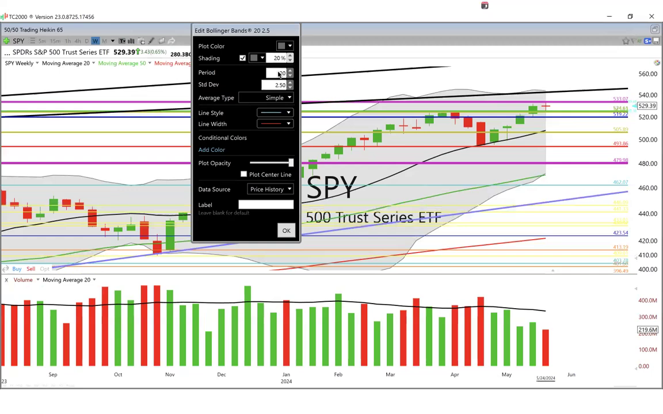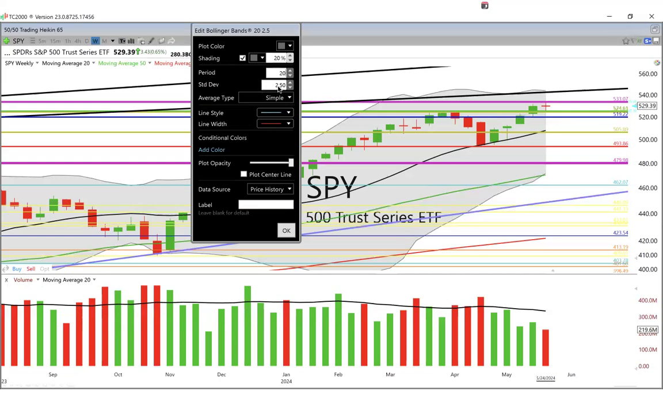I like the 20 moving average because I use the 20 moving average for my trading. So I want to know the extremes of the 20 moving average statistically. So that comes to 20. The default set on any Bollinger Band is typically 20 by 2. Two standard deviations, I believe, is 95%. Yeah, I think it's 95%.